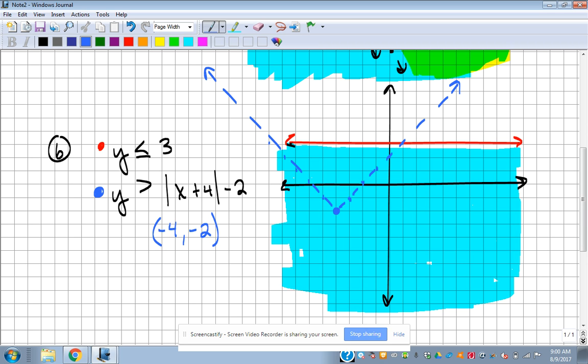So 0, 0, perfect choice because it's easy math. 0 plus 4 is 4. What's the absolute value of 4? 4. 4 minus 2 is 2. Is 0 bigger than 2? No, that's false. So that means I'm going to shade on the inside of the V. So that little triangle there is the solution area. Awesome.